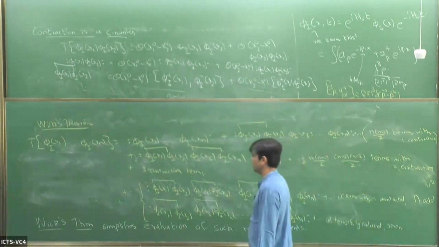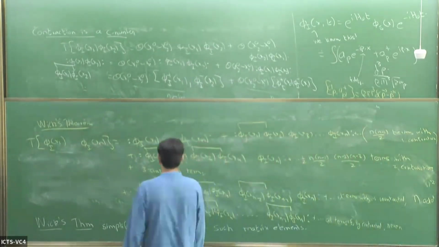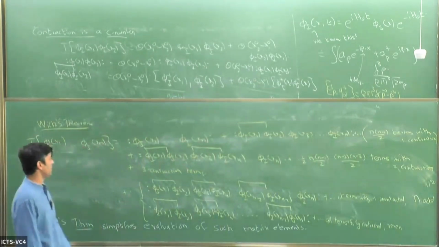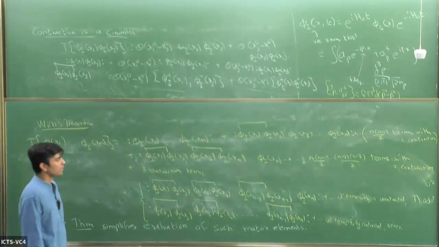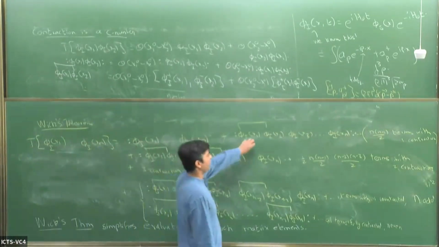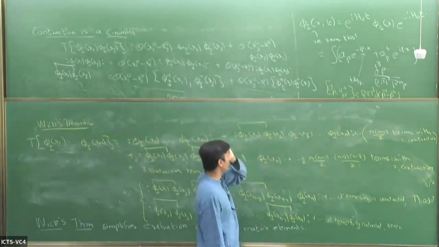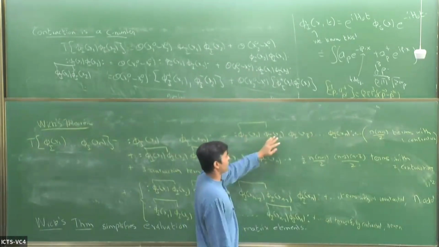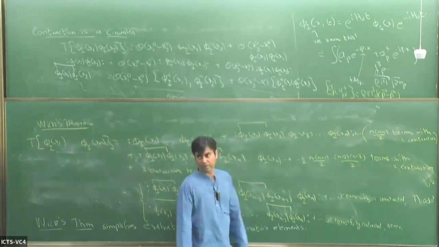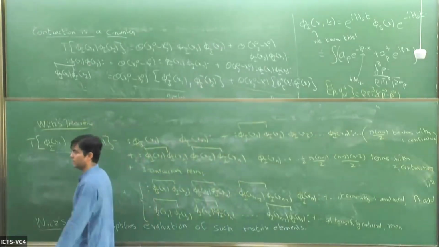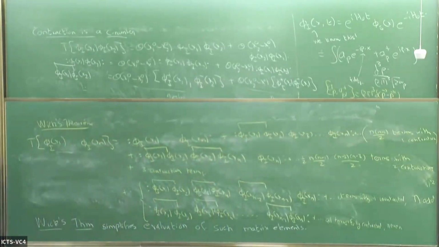Yes, is it phi 1, x1 and phi 1, x2? But normal ordering doesn't apply to this. This is a contraction, this is just a number. So there's no normal ordering here. This whole thing is a number of x1 and x2. Normal ordering is on the rest. That's correct. Okay, is this clear? The statement of the theorem?